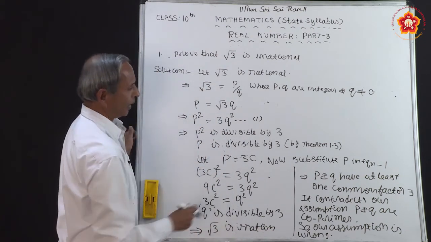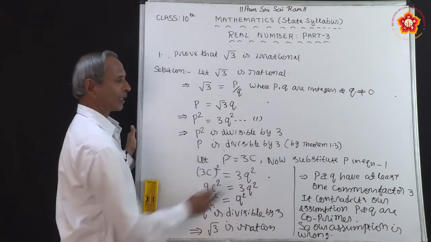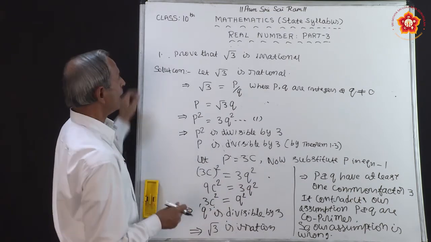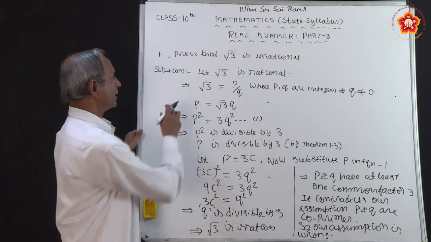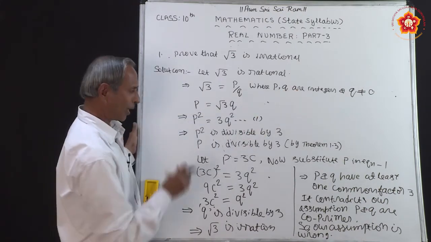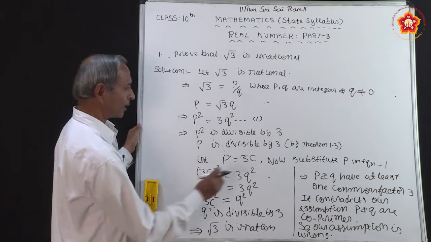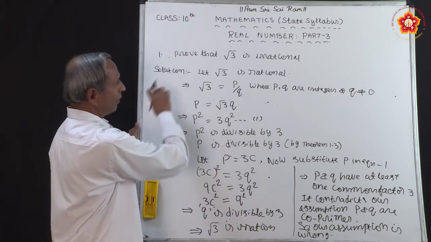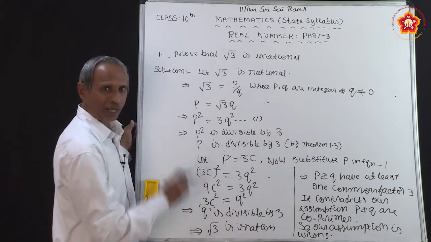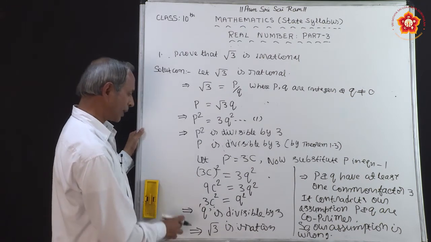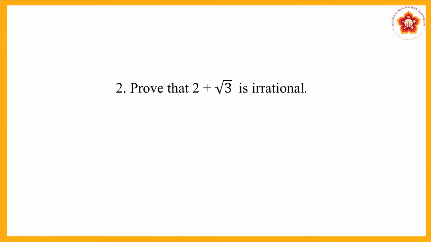Because p and q have at least one common factor 3, but we have assumed that they are co-prime numbers. Therefore, our assumption is wrong. Because of our assumption, we have taken it as rational, but it is wrong. Therefore, we can conclude that root 3 is irrational.